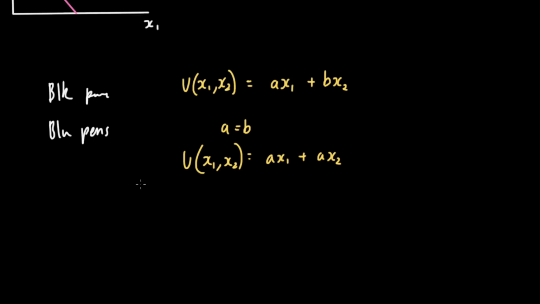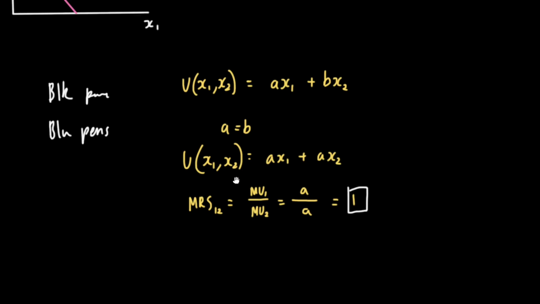And what we find is that our marginal rate of substitution, MRS 1,2, is just equal to MU1, or the marginal utility of good 1, over the marginal utility of good 2, which is just equal to the partial of u with respect to x1, which is a, over the partial of u with respect to x2, which is b, but a is equal to b, so this is also a. And so a over a is just equal to 1. And so the marginal rate of substitution in this specific case is equal to 1.